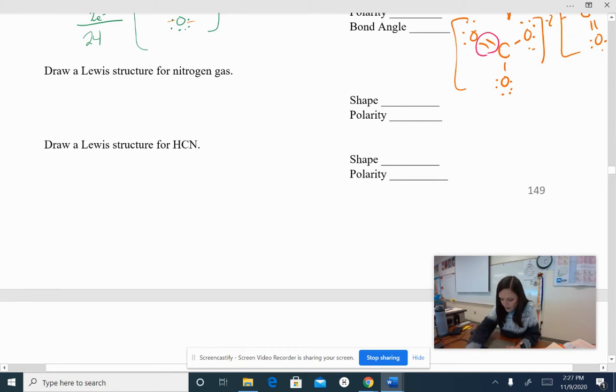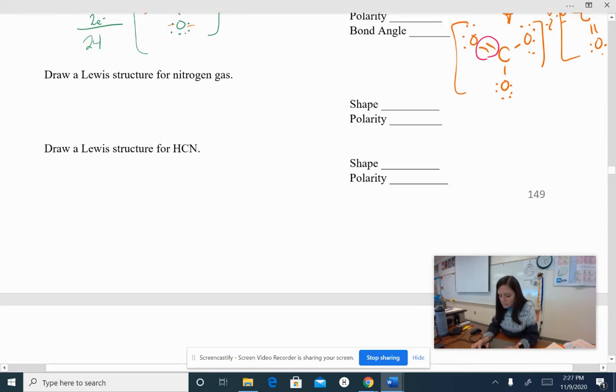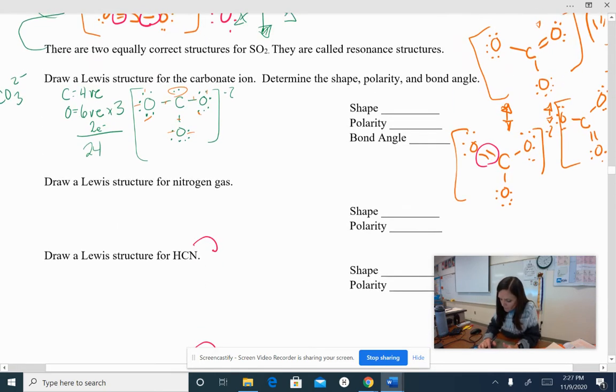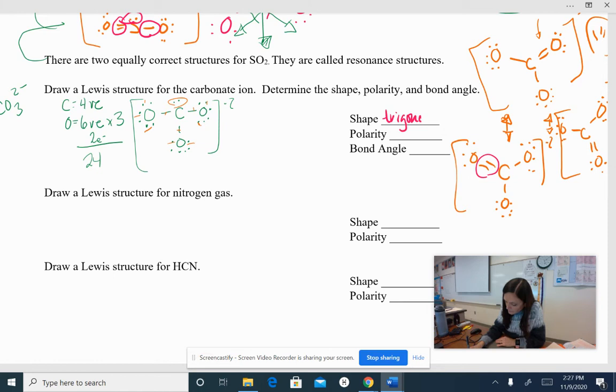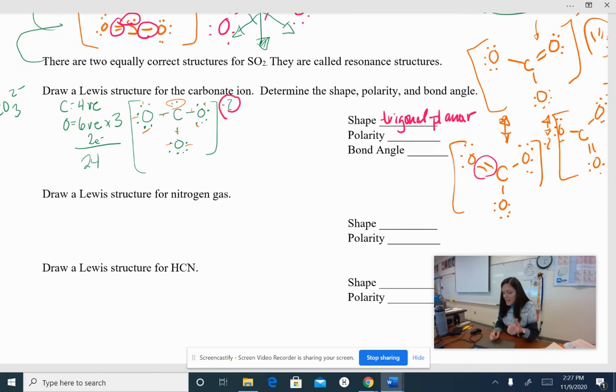So when we look at carbon dioxide, or not carbon dioxide, but carbonate, we will have the bond angle of 120. Okay, so our shape here was trigonal planar. And our polarity, we have a charge, anything that has a charge is going to be polar. And our bond angle is 120 degrees.